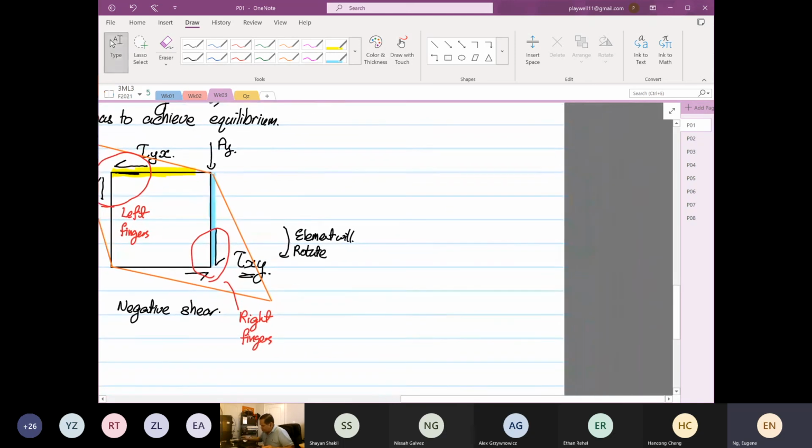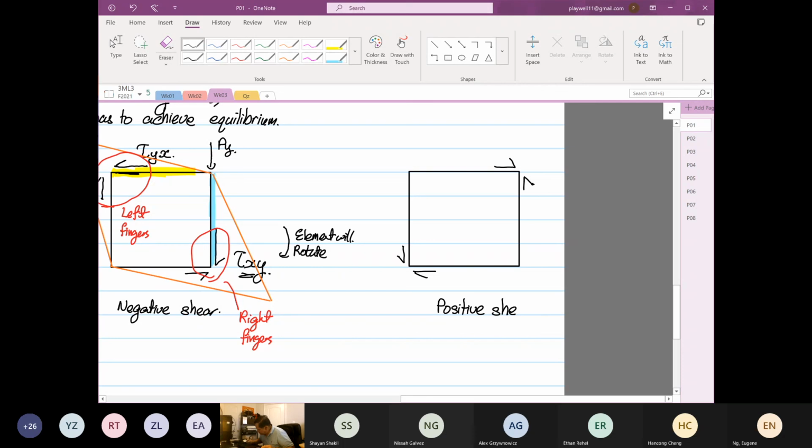Now I'm going to draw for you positive shear. I will explain probably when we do Mohr's circle why it is positive and why it is negative. Positive shear goes the other way. So this is positive shear, and again I'm going to sketch the deformation pattern. So this is our deformation pattern.